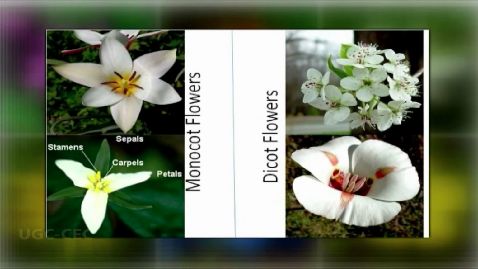Generally, the two groups of angiosperms, that is monocots and dicots, show marked differences in their basic flower structure. In monocots, the perianth lobes are generally indistinguishable and flower parts are usually in threes or multiples of 3. Whereas in dicots, the perianth lobes are well distinguished into calyx and corolla and the floral parts are generally in 4s or 5s or their multiples.